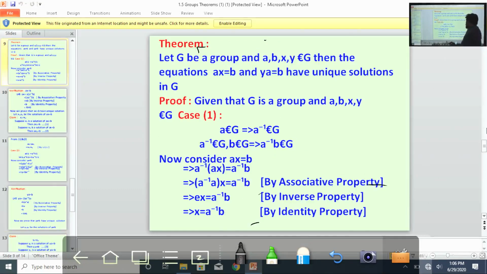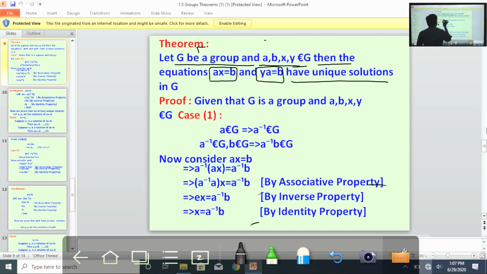Right? This is the most important theorem. What is the theorem? Let G be a group and small a, small b, small x, small y belong to G. Then the equations Ax equal to B and Ya equal to B have unique solutions in G. First, what is the theorem? G be a group, A, B, X and Y belong to G. Then Ax equal to B, Ya equal to B have unique solutions in G.